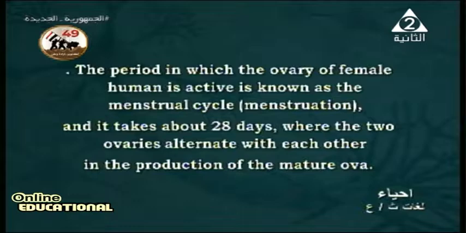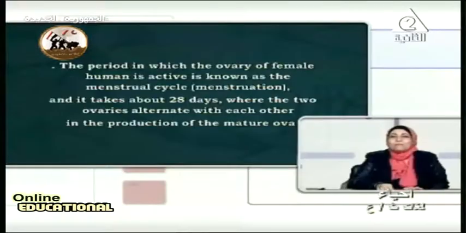The period in which the ovary of the female is active is known as menstruation or the menstrual cycle. The menstrual cycle appears in the female with the puberty features, from the symptoms of puberty. This menstrual cycle takes 28 days, and differs from one female to another.